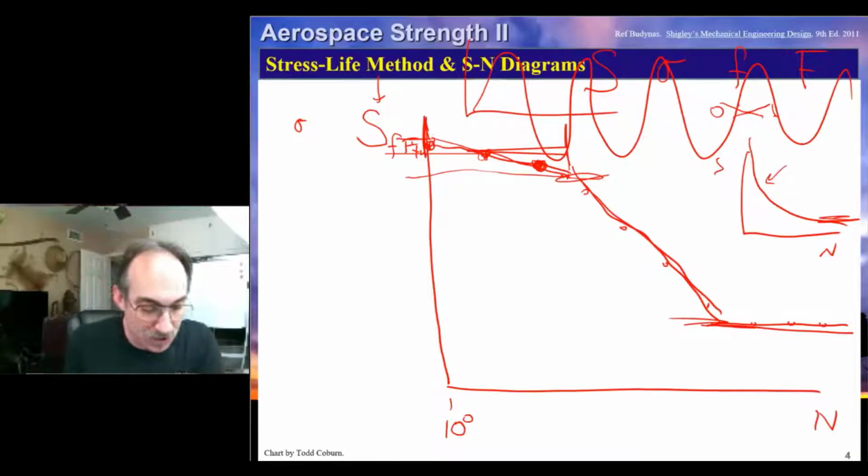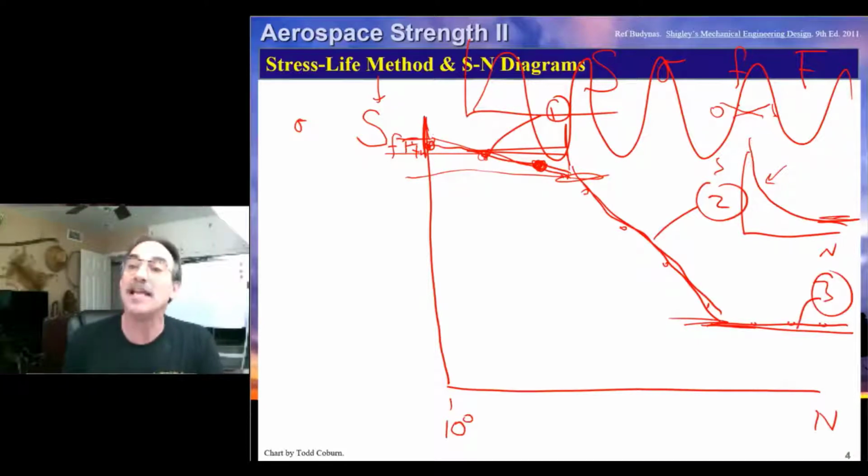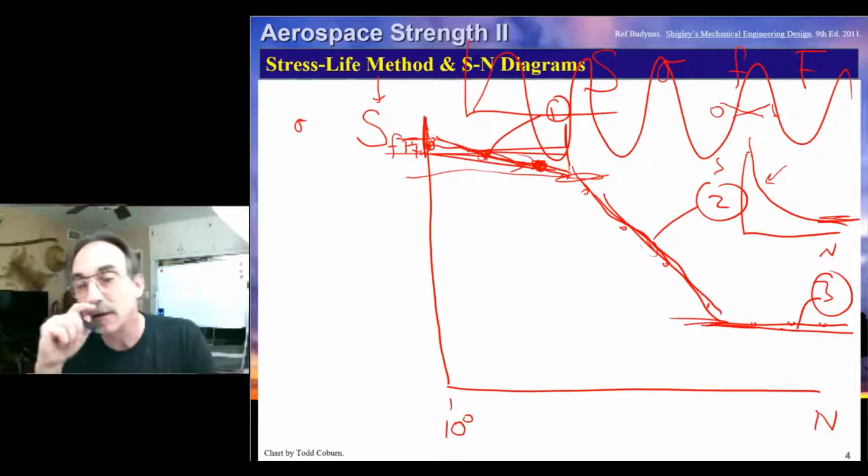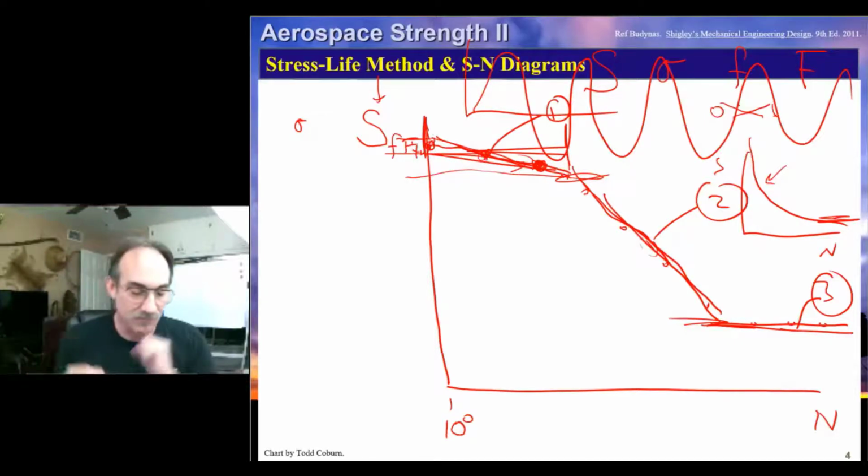All we have to do is make sure this is curve number one, this is curve number two, this is curve number three. All we need to do is make sure that we use this curve for any stresses occurring in here, this curve for any stresses in here, and this curve for any stress in here. You got that? That is our approach for fatigue. And this is how they develop the data that's going to be used for fatigue.